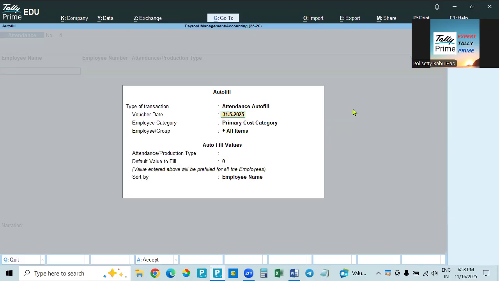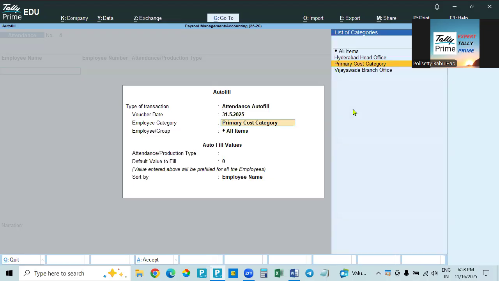The date is 31st May, that is the end of the month. Then here, what is the category? Hyderabad branch office, Hyderabad head office, and Vijayawada branch office. So separately you can take Hyderabad branch office, 2 people, and Vijayawada branch office, 2 people, or you can take all the people at a time.